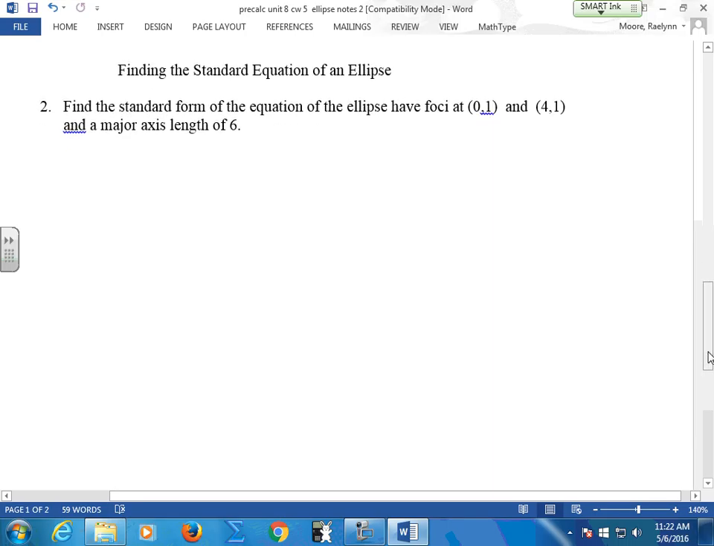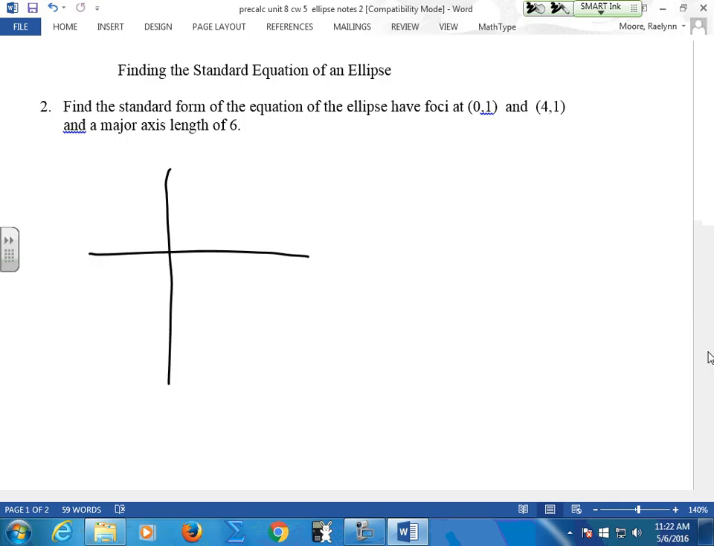All right. I have foci at 0, 1 and 4, 1. So you can get your center. Good. So find me your center, Gabe. It's 2, 1, because you took the midpoint formula, right? So Gabe said 0 plus 4 is 4 divided by 2. My center is at 2, 1. Good. Does everybody see what he did?